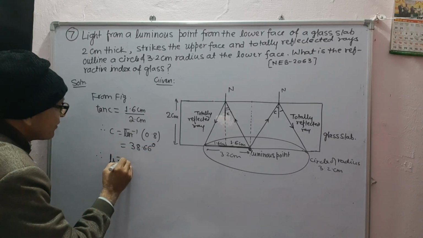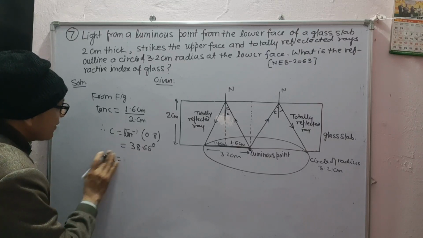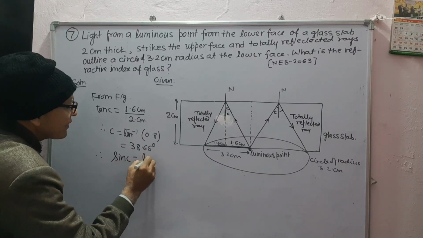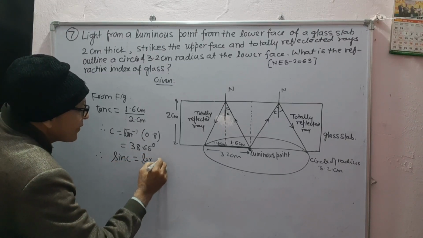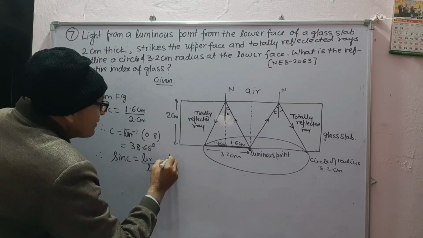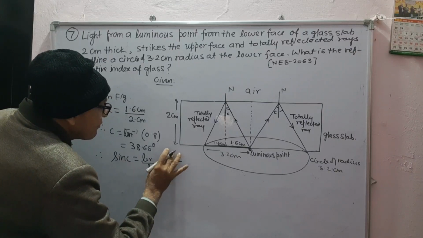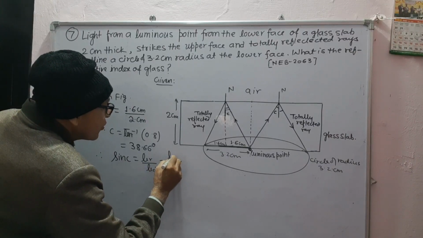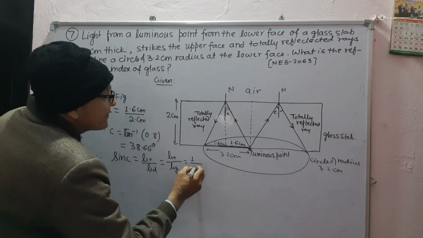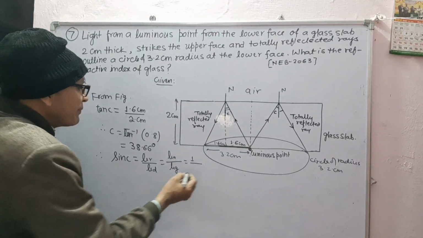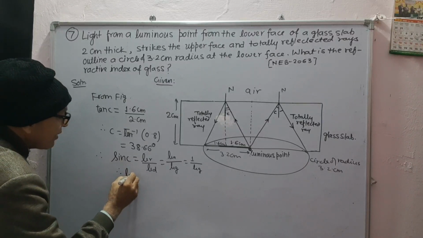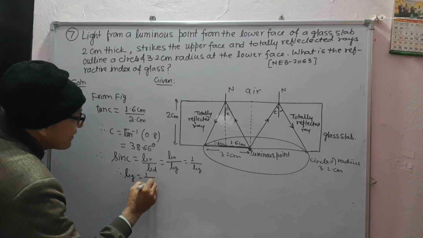Therefore, sin C will be equal to mu rarer upon mu denser. Mu rarer is air here, 1, and mu denser is mu glass. Mu air is 1 and mu glass is to be found out. Therefore, mu of glass will be equal to 1 upon sin C.